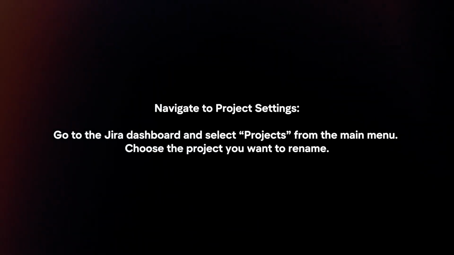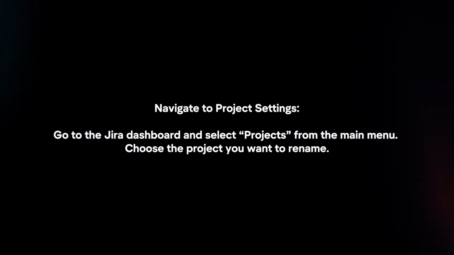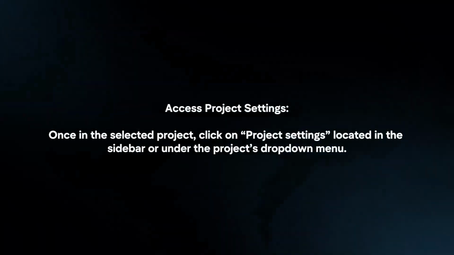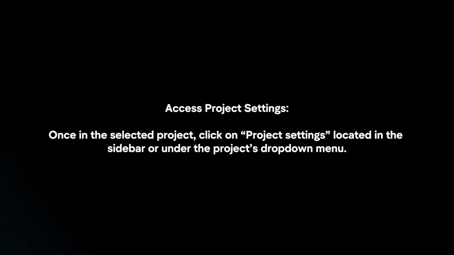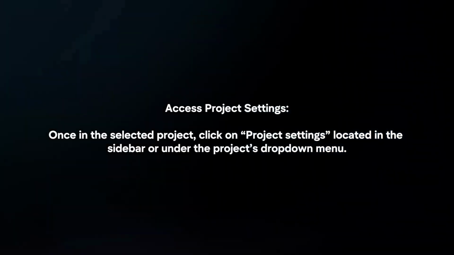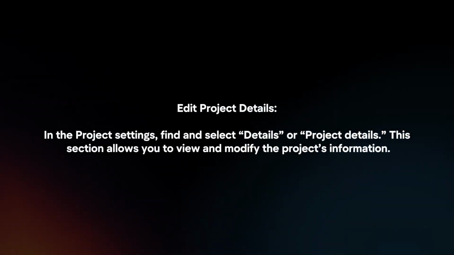Navigate to Project Settings. Go to the Jira dashboard and select Projects from the main menu. Choose the project you want to rename. Access Project Settings. Once in the selected project, click on Project Settings located in the sidebar or under the project's drop-down menu.